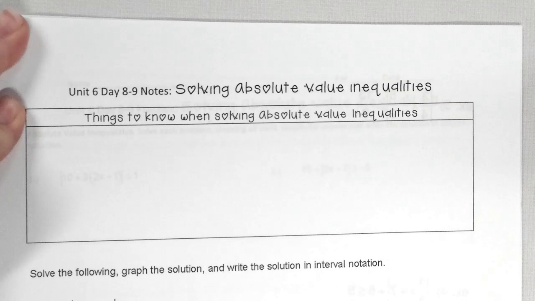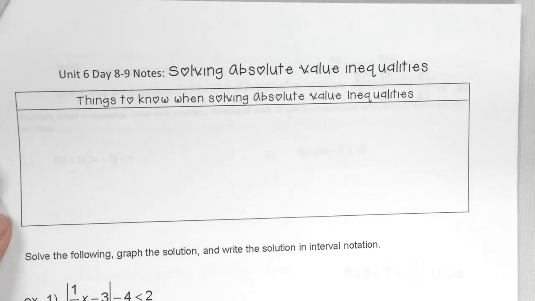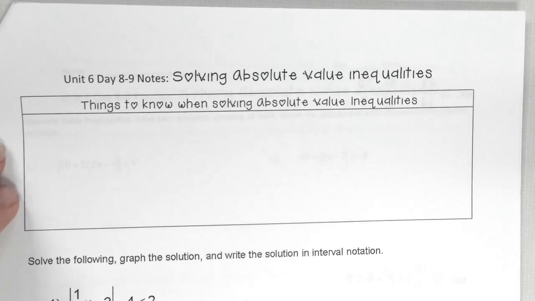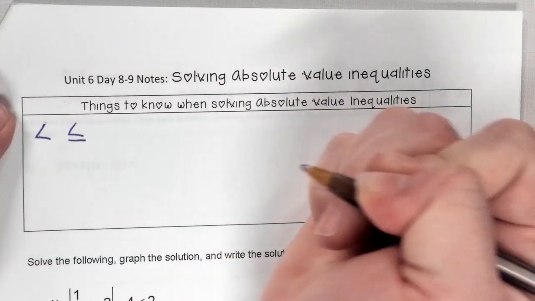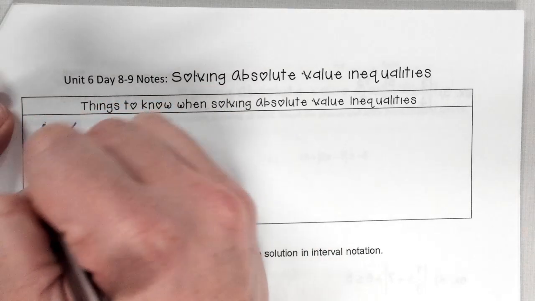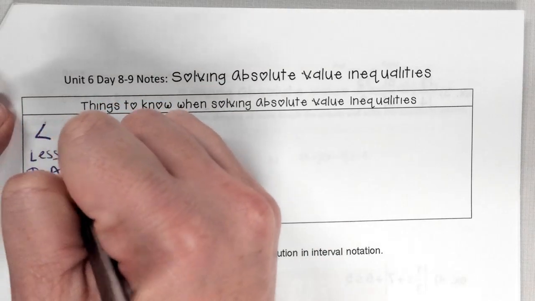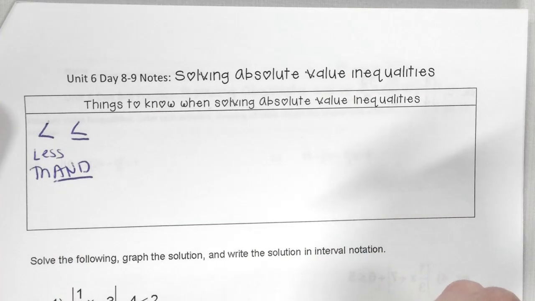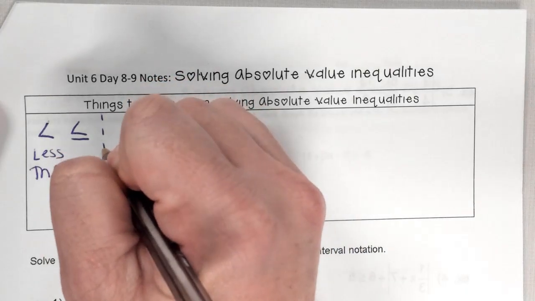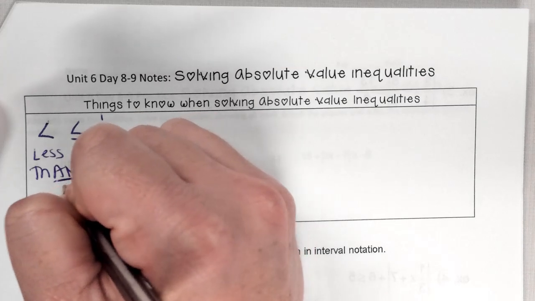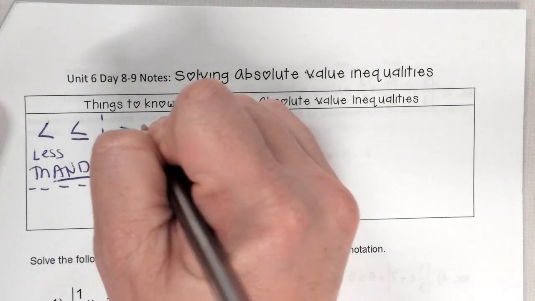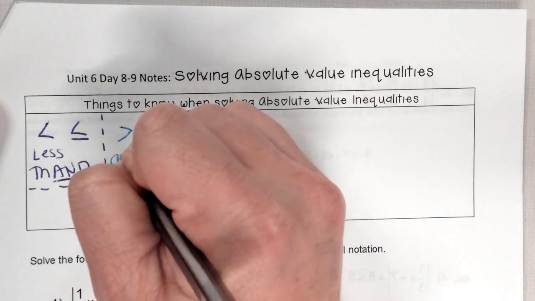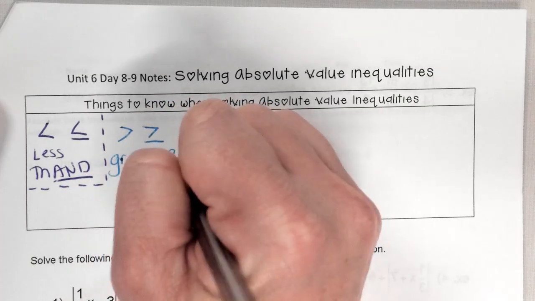There are "and" or "or" problems, but it doesn't tell you "and" or "or," so you have to be able to figure that out. The best way to do that: less than or equal to, we will say "less than," because it's an "and" problem. Now this is only when your absolute value is first. Greater than or equal to, we call "great-or," because it's an "or" problem.